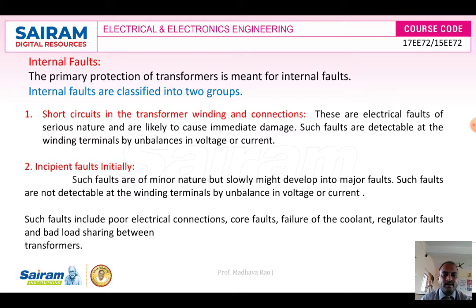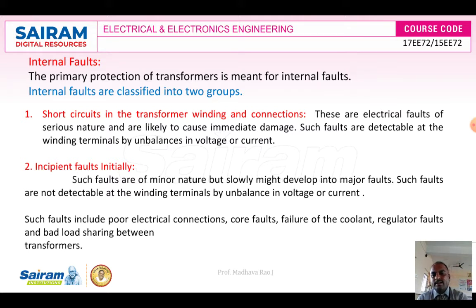Such faults are detectable at the winding terminals by unbalances in voltage or current. How can we detect a winding fault? By observing the voltage and current on both sides of the transformer, primary and secondary. If there is an imbalance, we need to take immediate action and switch off the transformer, otherwise it will get damaged.